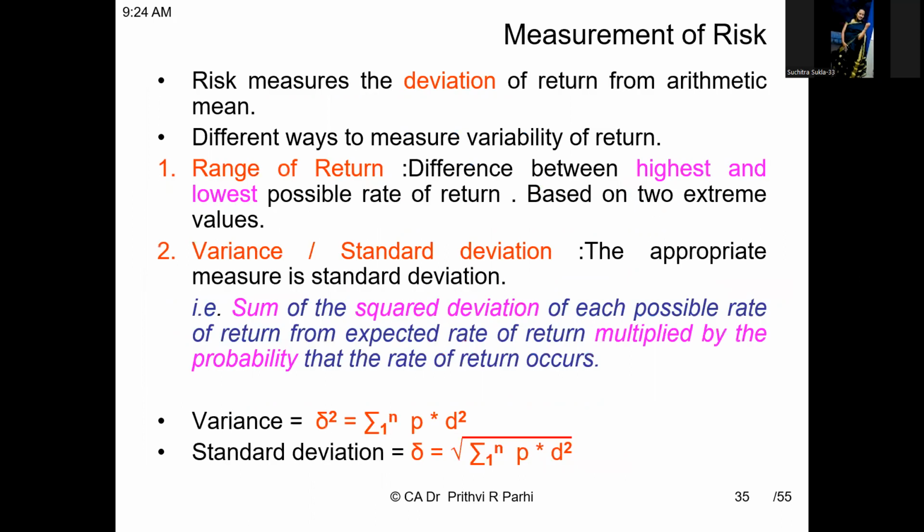And how is the risk computed? There are various methods. Two popular methods: we'll see the range of return. What is the highest return? What is the lowest return? If the range is wide, you can say risk is more. And the other popular method is that you need to calculate the variance or standard deviation. We use both of these in statistics. So in statistics, these are the formulas. Standard deviation is the square root of variance. First, variance is calculated like this: sigma probability into deviation square. Standard deviation is the square root of the variance.